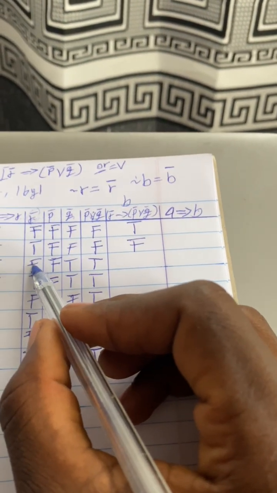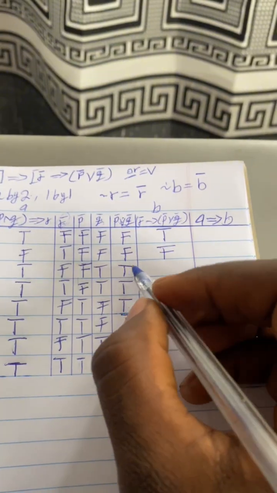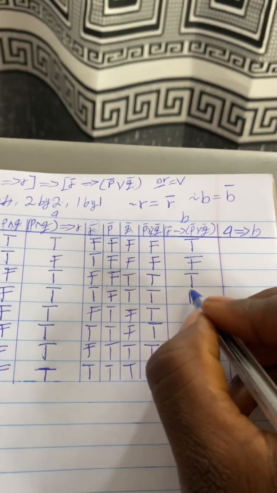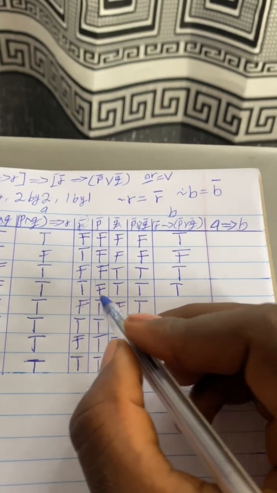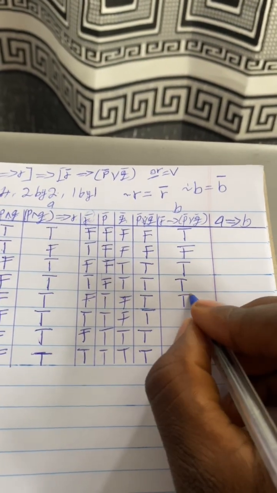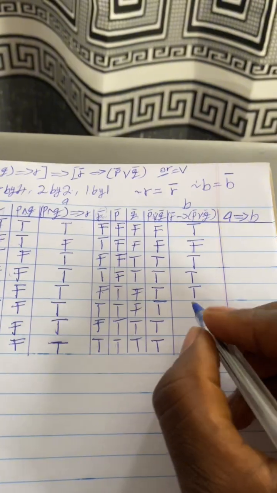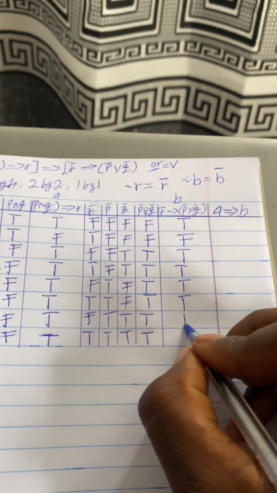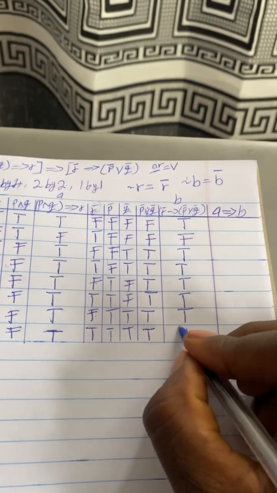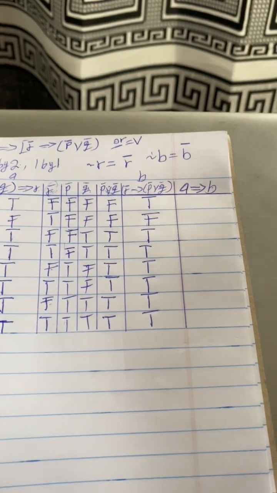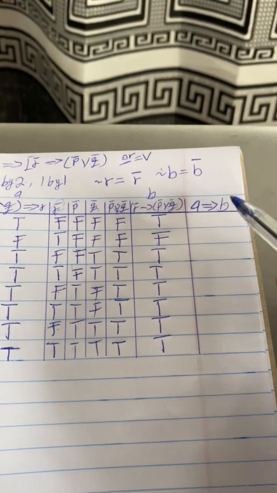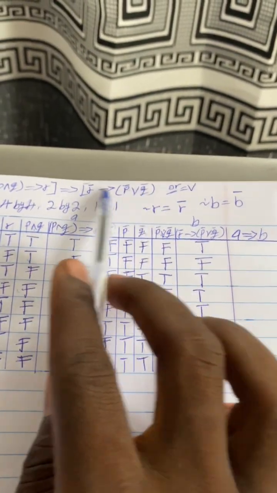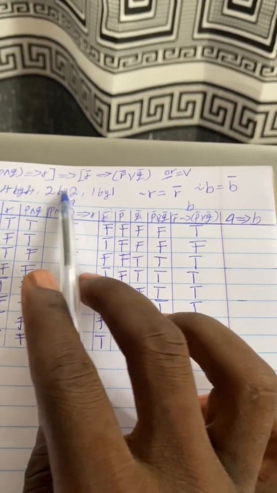This is false, this true, this true, so put in true. This true, put in true. This false, this true, put in true. This true, put in true. This false, true, put in true, then true. So we are left with the final answer. That's the main question. The main question, the answer for this.